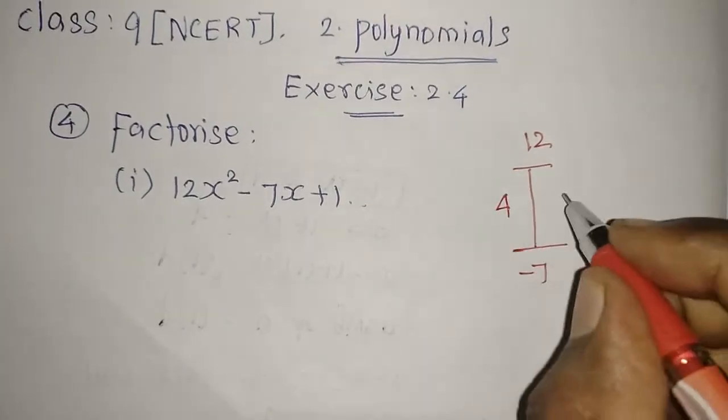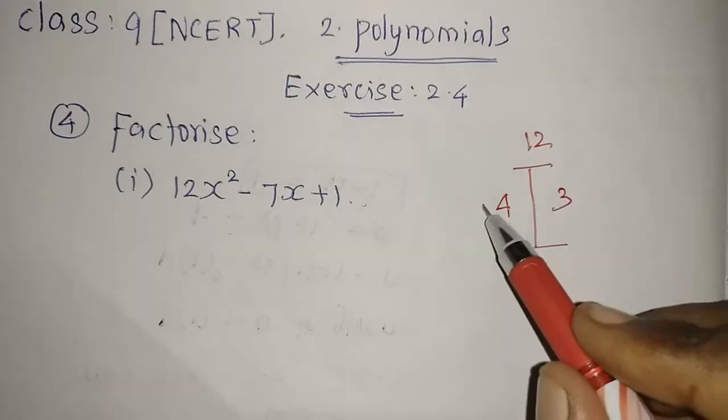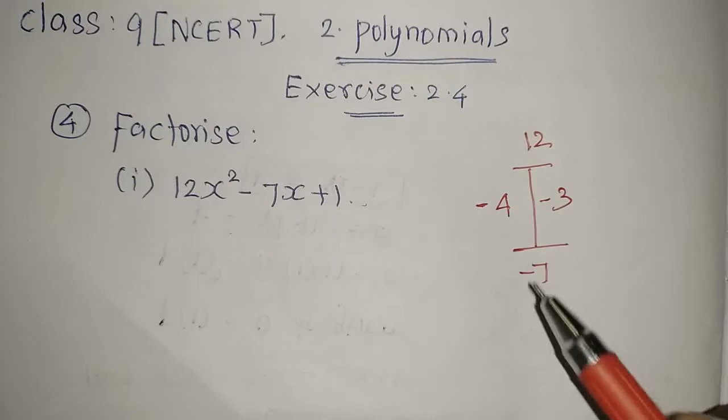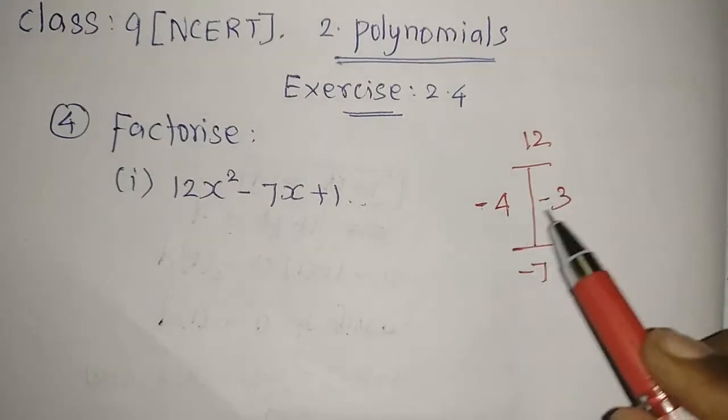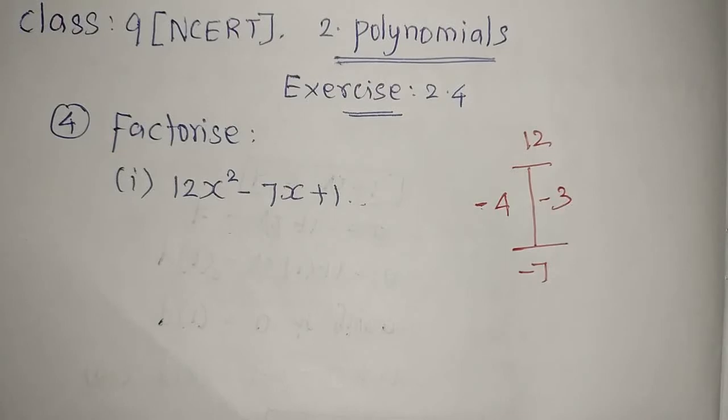So I'm going to give 4 threes are 12. Here the product is positive and the sum is minus now. You should give both negative, that I said already. So minus into minus is plus, and when you add, you will give the same symbol. That's it. But before writing this, we have to do one thing.